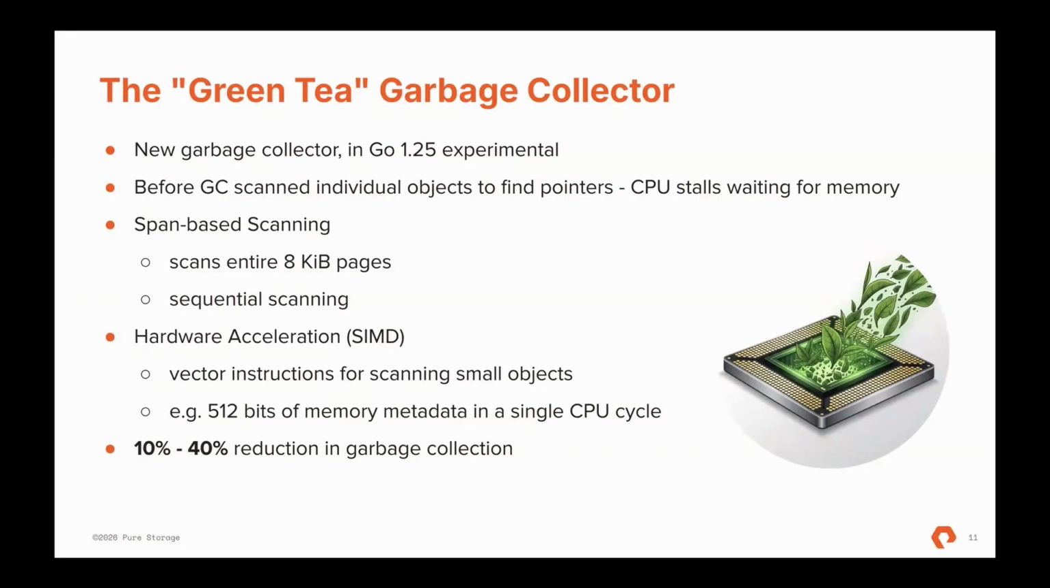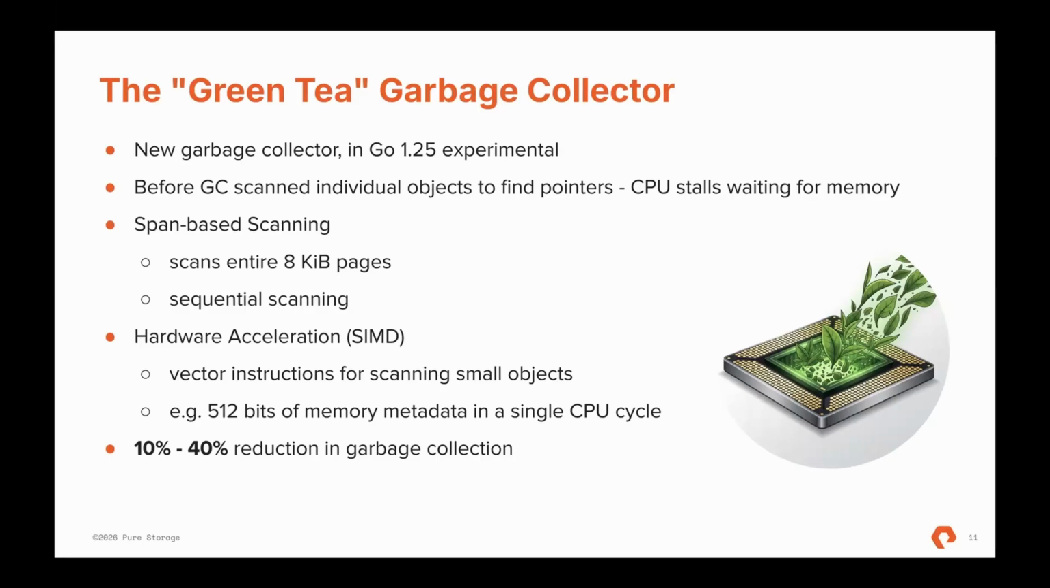Before, the garbage collector was scanning individual objects like the pointers, so it was not very efficient, and sometimes it led to CPU stalls where basically the processor was waiting for memory. So there was a big room for improvement. Now with the Green Tea garbage collector, the mechanism changed a bit: the pages are scanned in larger blocks up to 8 kilobytes, and it's a sequential scanning.